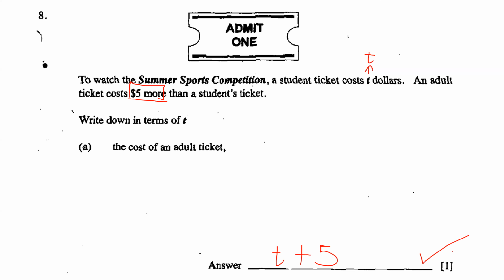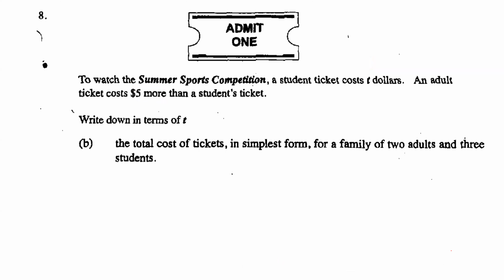So that's the correct answer for this one: T plus 5. The amount of the student plus $5 more. Moving right along, let's move on to question number 8B.